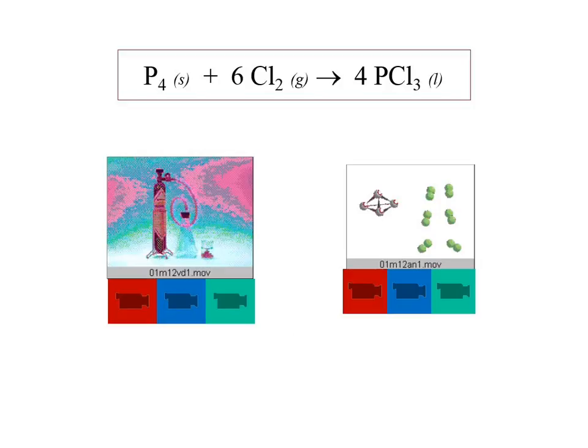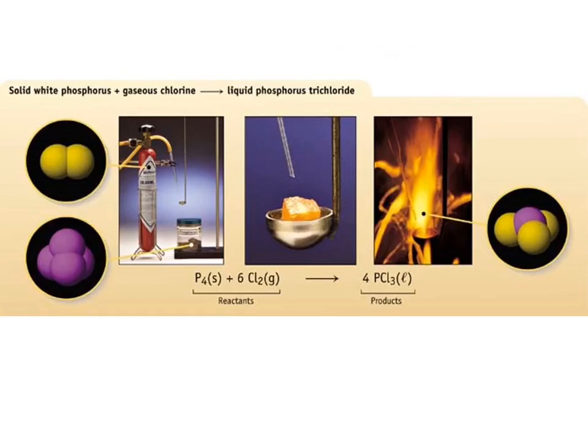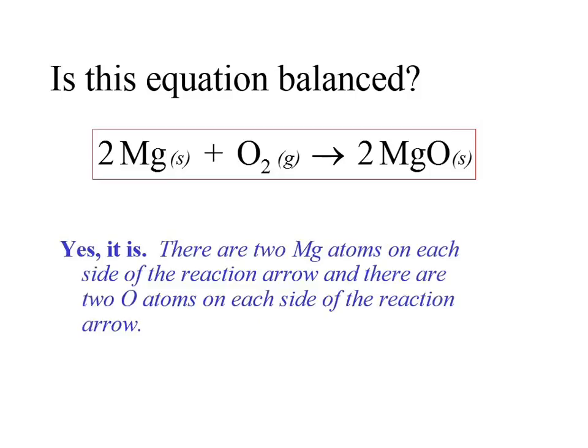And this one doesn't work. My little animation doesn't work. But let's just do a quick check. Here's my brick wall. I have phosphoruses and chlorines. Looks like I've got 4 phosphoruses over here and 6 times 2, 12 chlorines here. Didn't we just do this one? It feels familiar. Okay, it's balanced. So this one's balanced too.